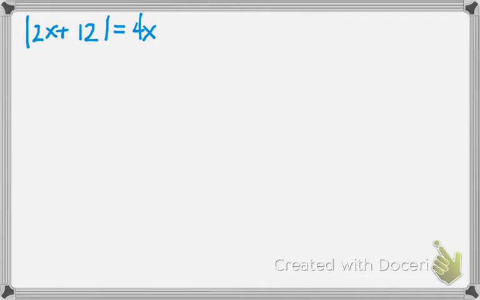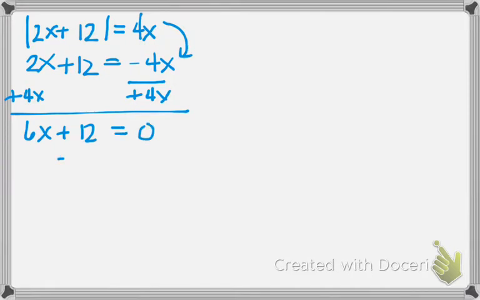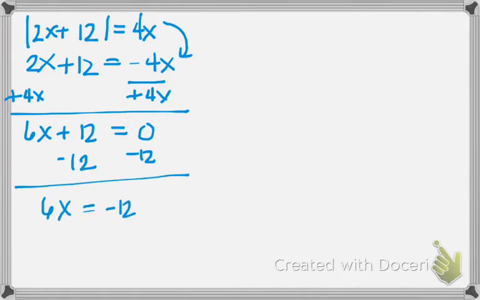All right, to do the next problem, we're going to take our negative case. So the problem equals 2x plus 12 equals negative 4x. Notice I'm using the negative distance this time. Begin the same way. We're going to undo this portion, so we're going to add 4x to both sides. That gives me 6x plus 12 equals 0. I want to subtract 12 from both sides. So 6x equals negative 12. Divide both sides by 6, and x equals negative 2.